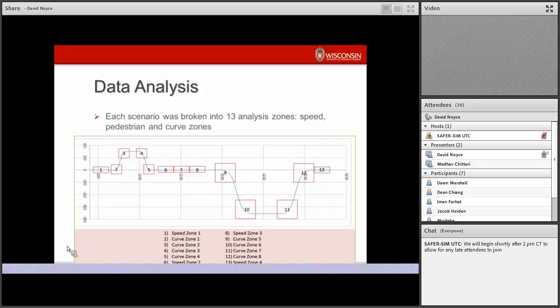As you know, if you are involved in driving simulator research, for any of this type of study, you can get oodles and oodles of data. So we want to also minimize the large sets of data that we were going to.